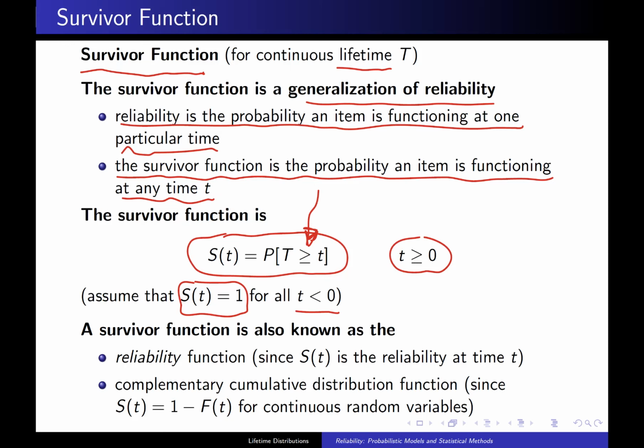Survivor function has a couple other names. One of those names is the reliability function, since S of t gives you the reliability at any time t. Another name that's given to the survivor function is complementary cumulative distribution function, since S of t is 1 minus F of t for continuous random variables. Now for discrete random variables, you've got to be a little more careful. One other name for the survivor function that I've seen lately out in the literature is the survival function. So it goes by either name, survivor function or survival function.